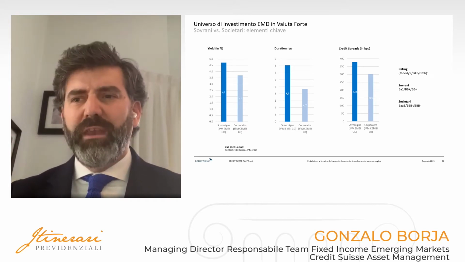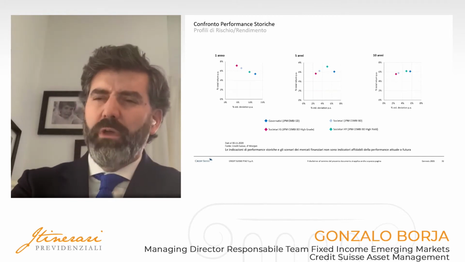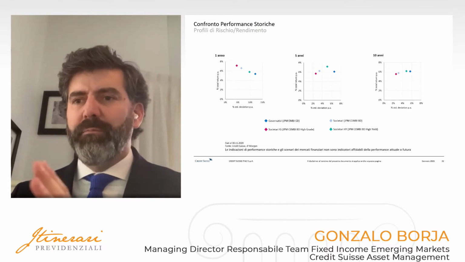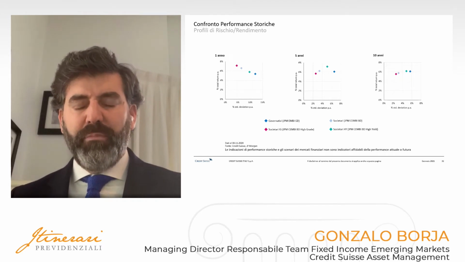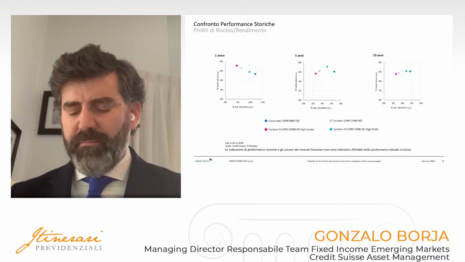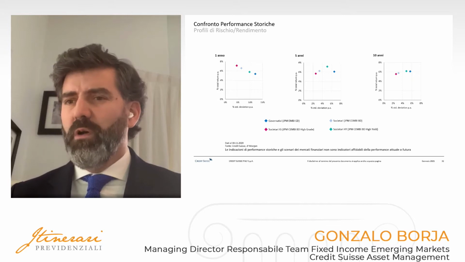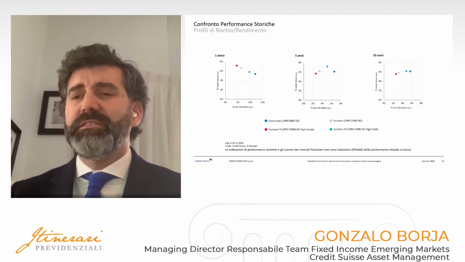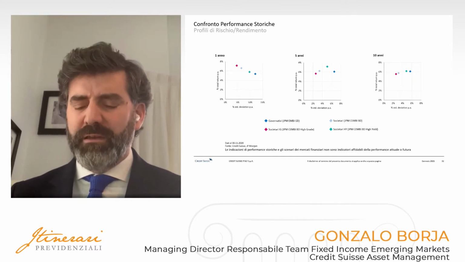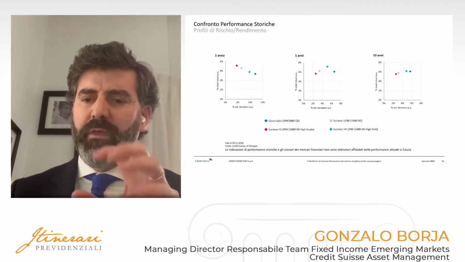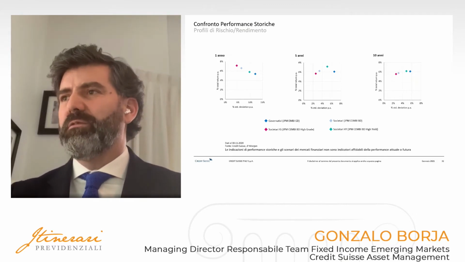But let's move to the next slide, because when we look into the risk return profile, what we can find is that over time corporates tend to have a better performance with less volatility. This is because of the volatility that investment grade and especially sovereigns have versus corporates. I think you can really see it in the next slide.